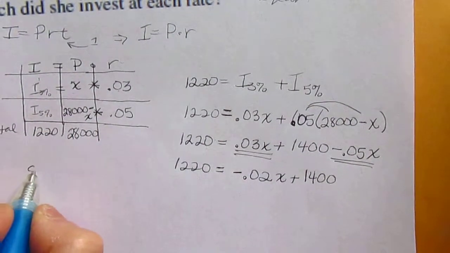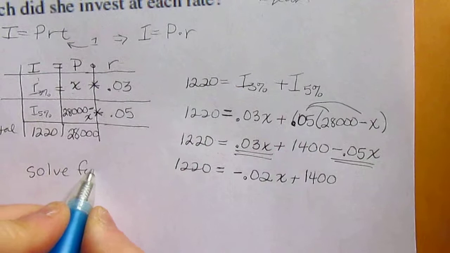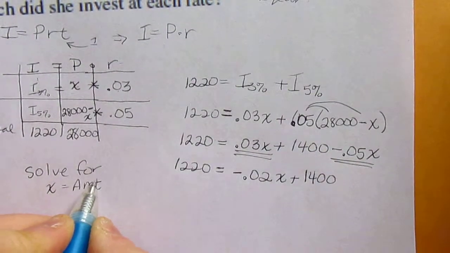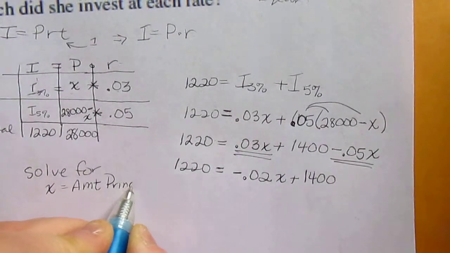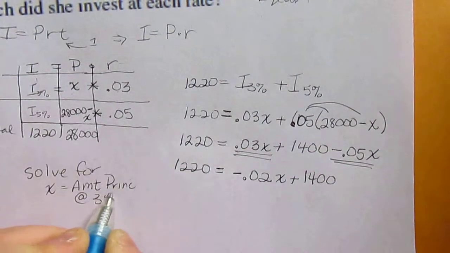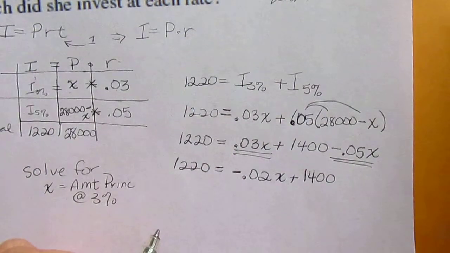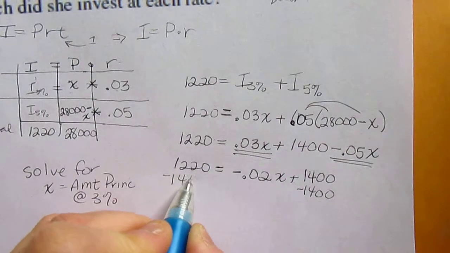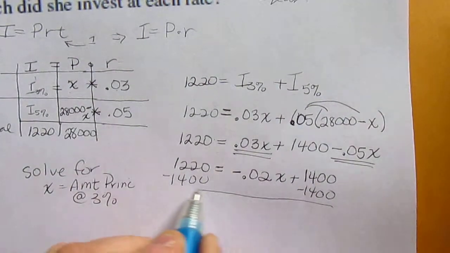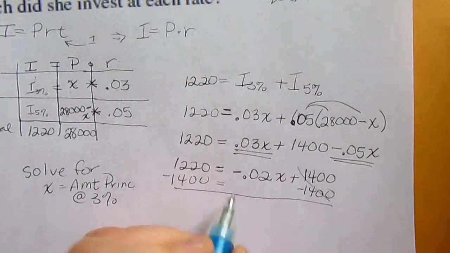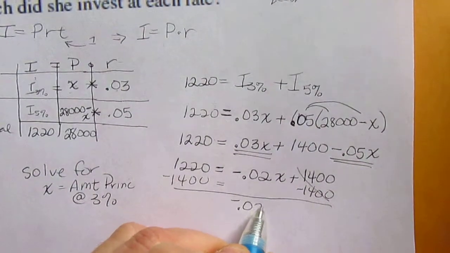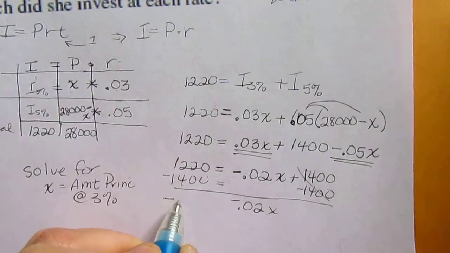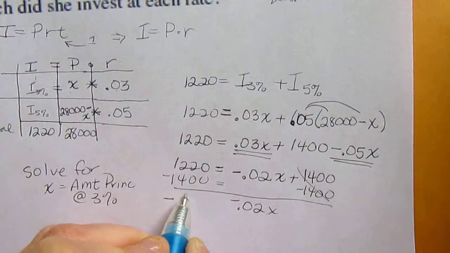I'm trying to solve for x, which is the amount she invested, the amount of principal that she invested at 3%. Okay, let's see what happens here. 1,400, subtract 1,400 from each side. I can't simplify that side anymore. I end up being okay because this number, since this is larger, is negative, and I end up with negative 180.